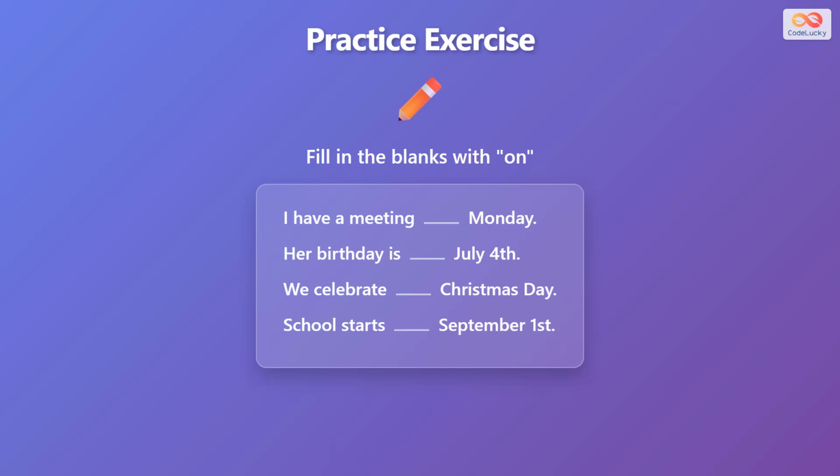Practice using on in sentences. Fill the blank, I have a meeting blank Monday. Answer, on. Her birthday is blank July 4th. Answer, on. We celebrate blank Christmas Day. Answer, on. School starts blank September 1st. Answer, on.